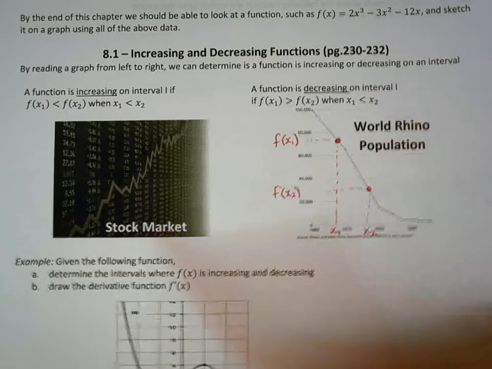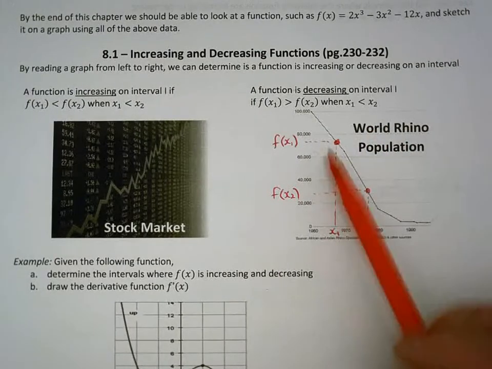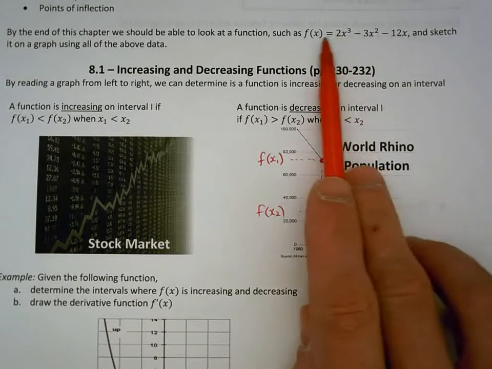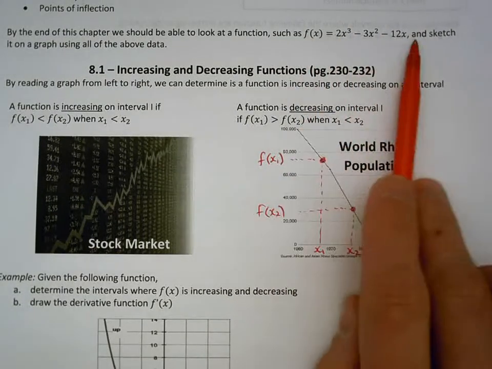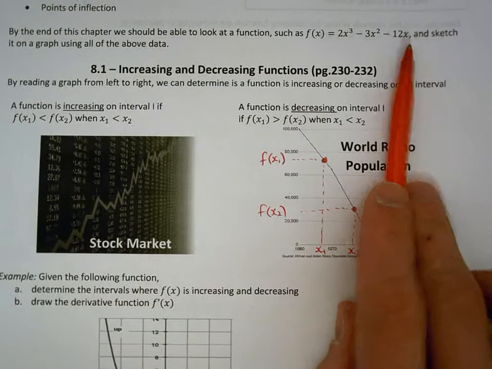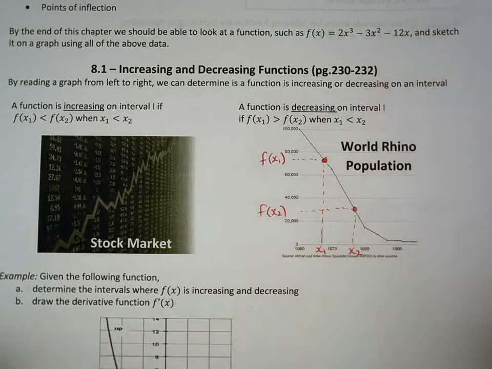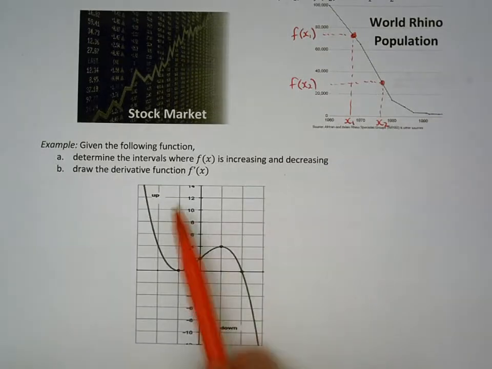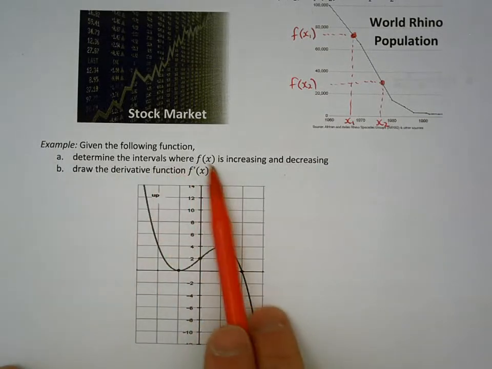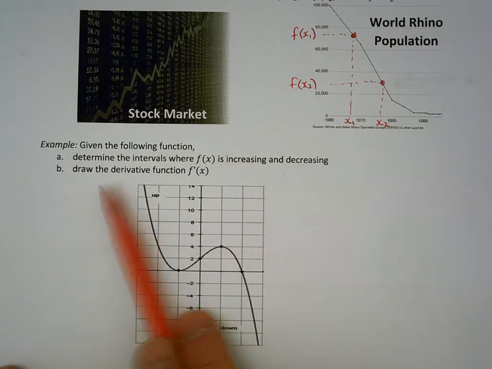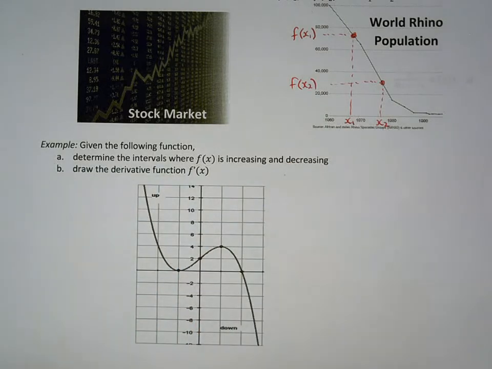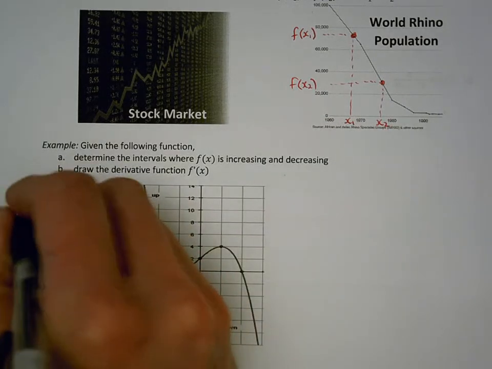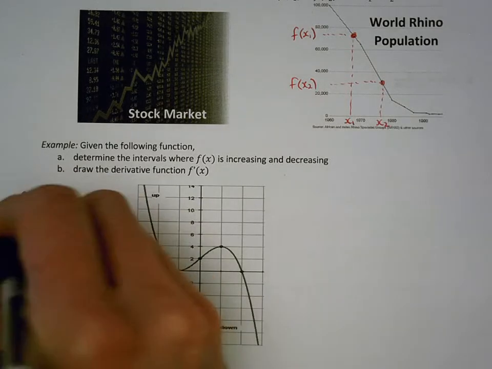So we know graphically that a function is increasing or decreasing. What we need to figure out is, where is this function increasing, where is it decreasing? So that's what we're going to get to. But first, let's look at this example here. Given the following function, determine the intervals where f at x is increasing and decreasing and draw the derivative function. Okay, so let's look at this graph. In fact, I'm just going to write it off to the side. F at x is increasing.